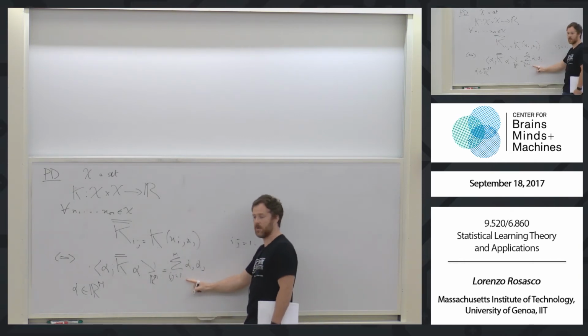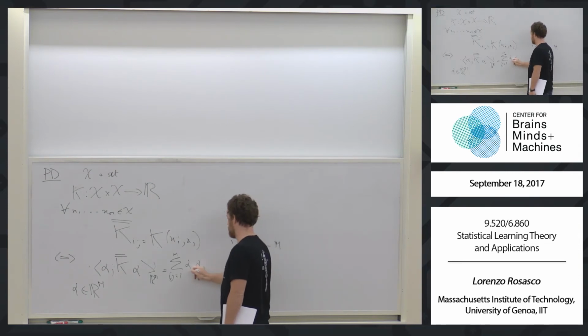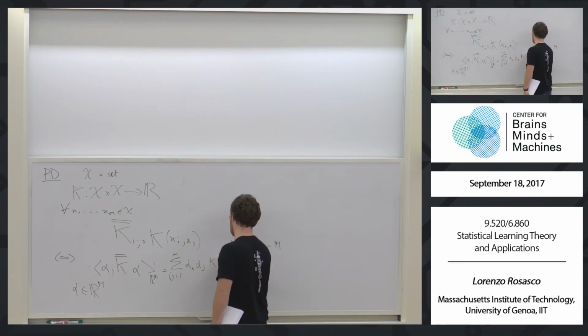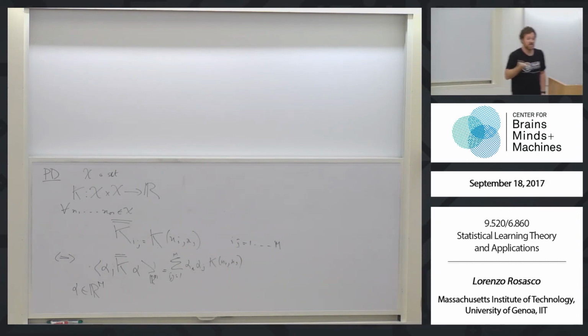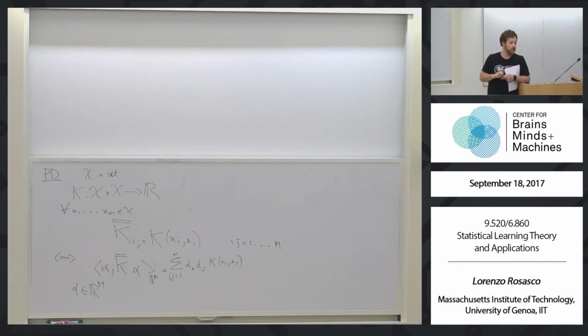Sum over i and j of alpha_i, alpha_j, k(x_i, x_j). Okay? This again is another way of writing always the same condition. Agree? I just wrote the inner product explicitly.